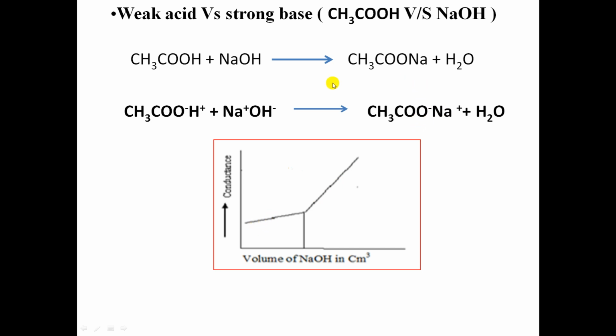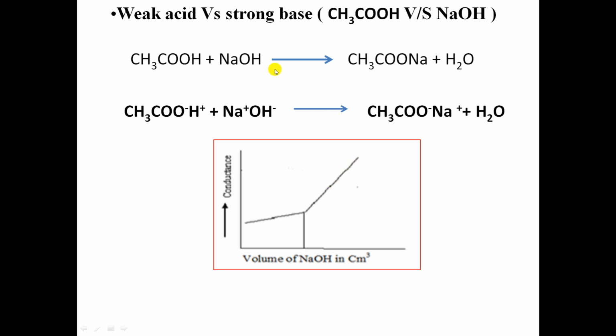When we add more and more NaOH, a slow increase in conductivity is observed because of the formation of sodium acetate. This slow increase continues up to one point. At this point, the entire acetic acid is neutralized completely. Then we observe a sharp increase in the conductivity.